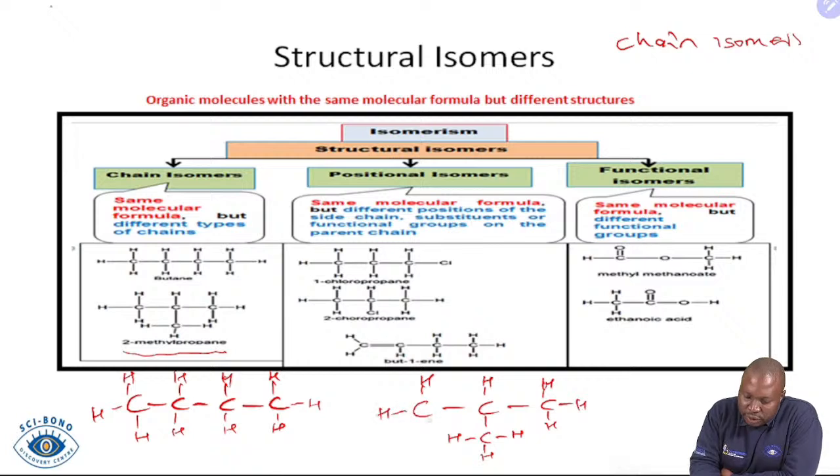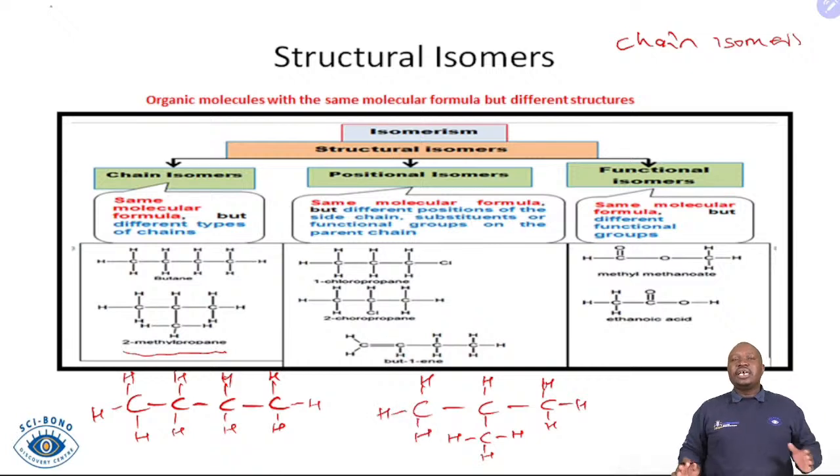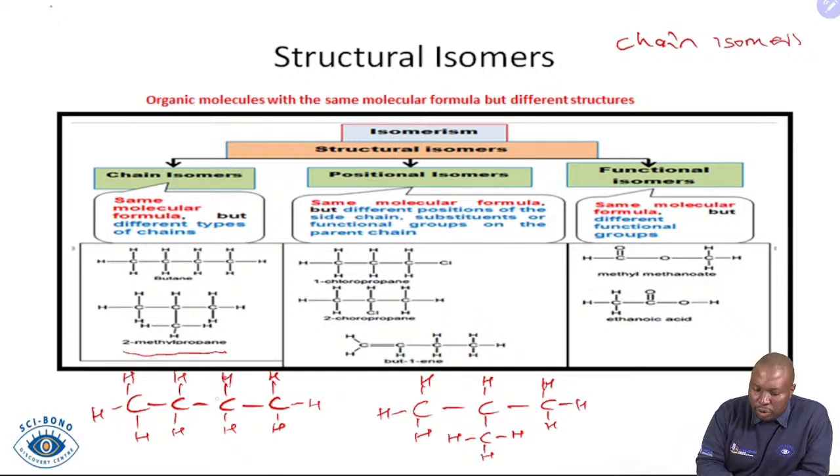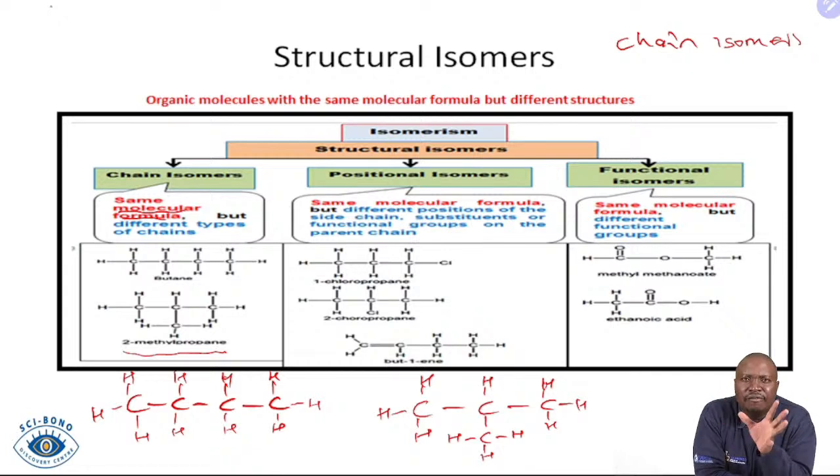The first question will say, define chain isomers. You must be able to say, remember, these are organic molecules. So you will always start by saying organic molecules with the same molecular formula. For all isomers, the molecular formula must remain the same. For chain isomers, you will say organic molecules with the same molecular formula. For positional isomers, organic molecules with the same molecular formula. For functional isomers, organic molecules with the same molecular formula. That one is given: the molecular formula must be the same.